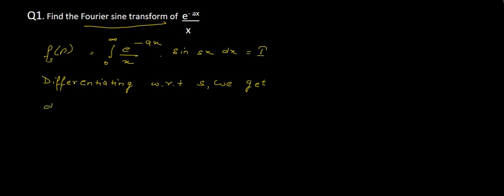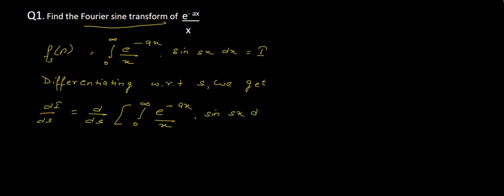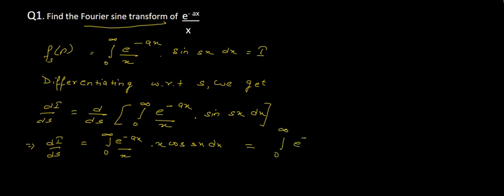So differentiating I we get dI by ds equal to d by ds of the integration over 0 to infinity e to the power minus ax by x into sine of sx dx. So integrating here we will get dI by ds equal to integration over 0 to infinity e to the power minus ax by x into x cos sx dx, which will further be equal to integration over 0 to infinity e to the power minus ax cos sx dx. So solving this here we get a by a square plus s square. Basically this is simple integration which brought us this a by a square plus s square.